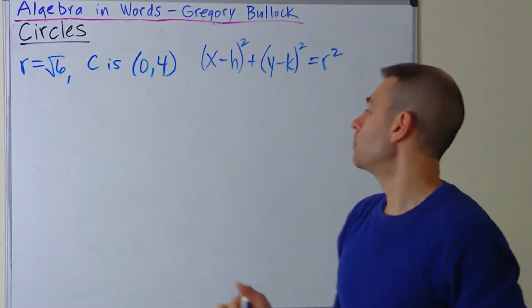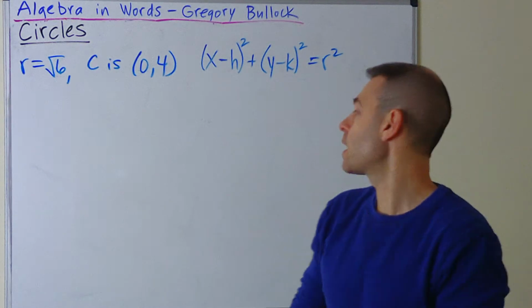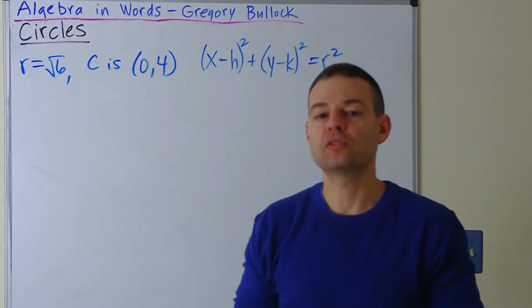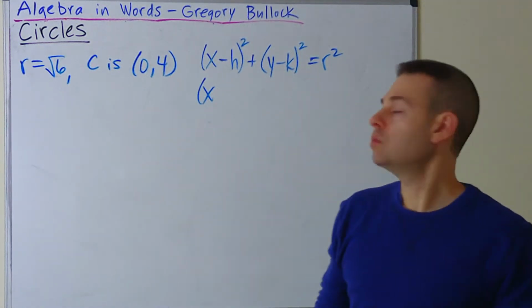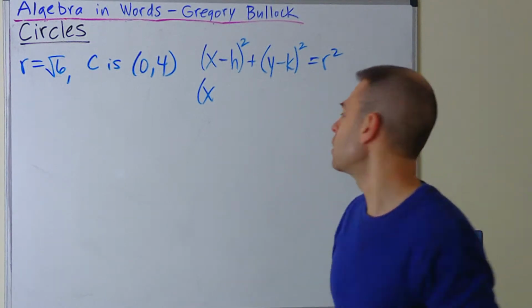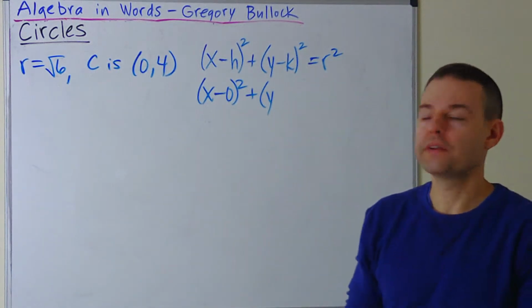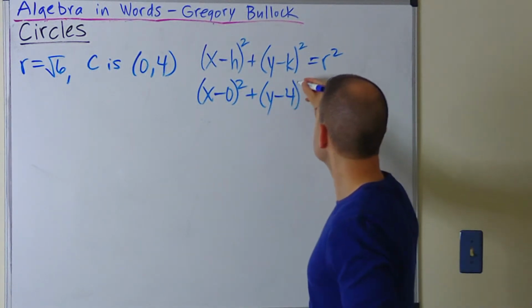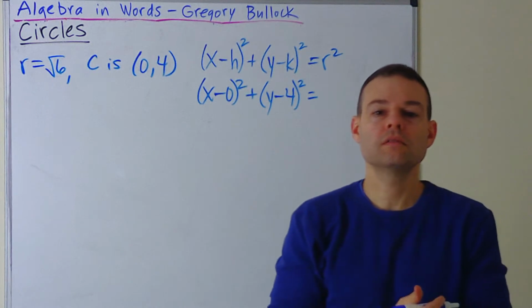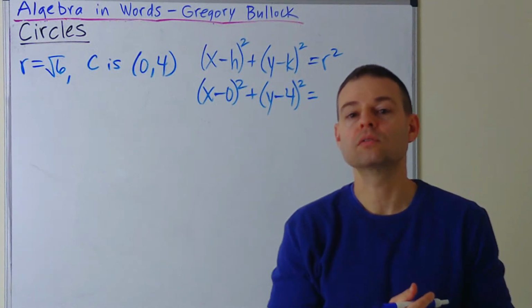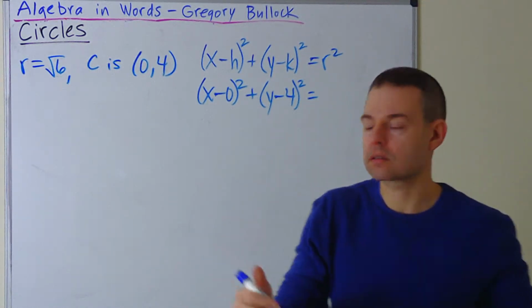How about this problem, where the radius is the square root of 6, and the center, or the vertex, is 0, 4. Let's substitute into the standard form equation of a circle. For now, let's just write the 0 in. And now let's put the 4 in for k. And r is the square root of 6, but it needs to be in there as r squared. So let's square the square root of 6, and the square root of 6 squared is 6.